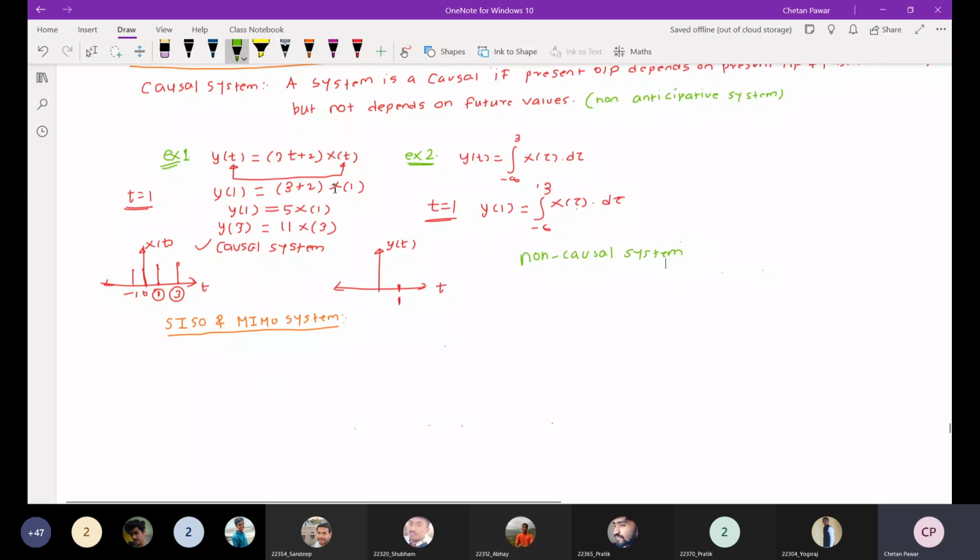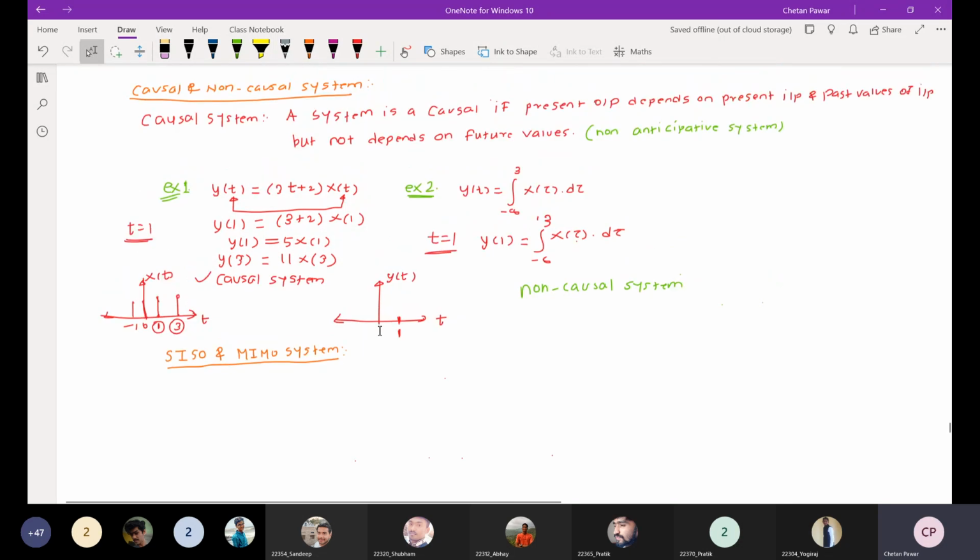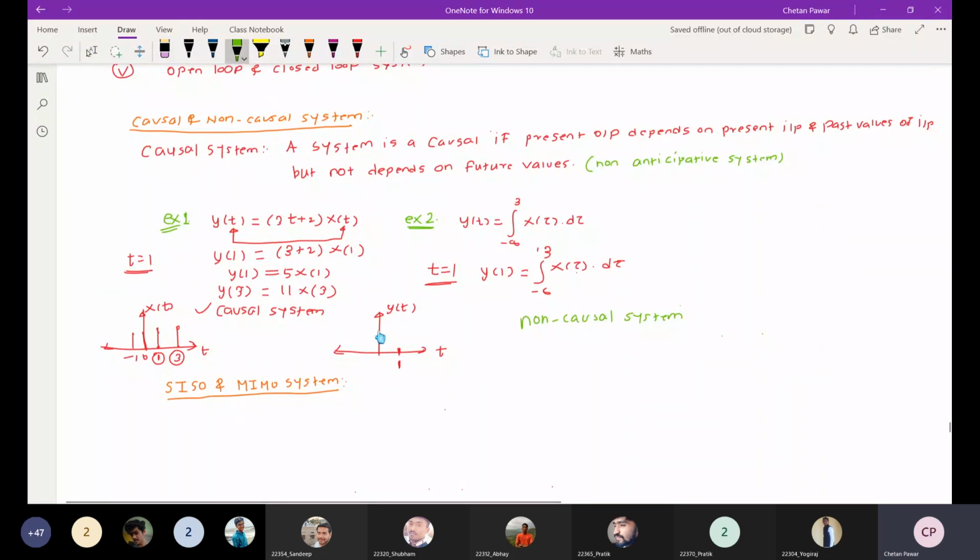Generally, all practical systems are causal only, depending on at what time instant you start your system. There are also initial conditions, so we will see those points later. But for the time being, what is important is what is meant by a causal system and what is meant by a non-causal system.